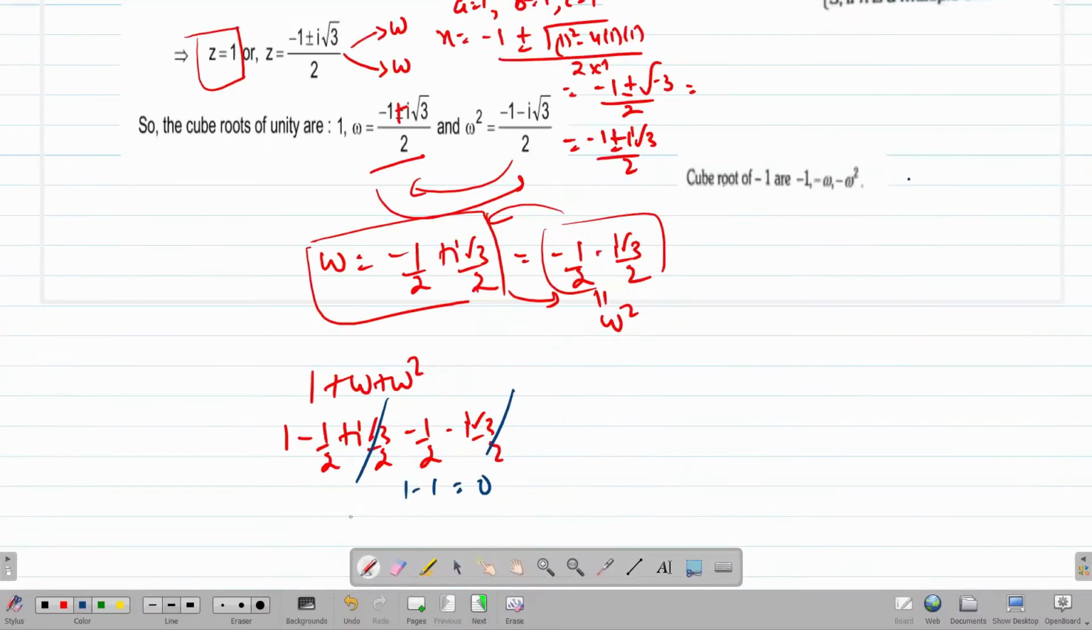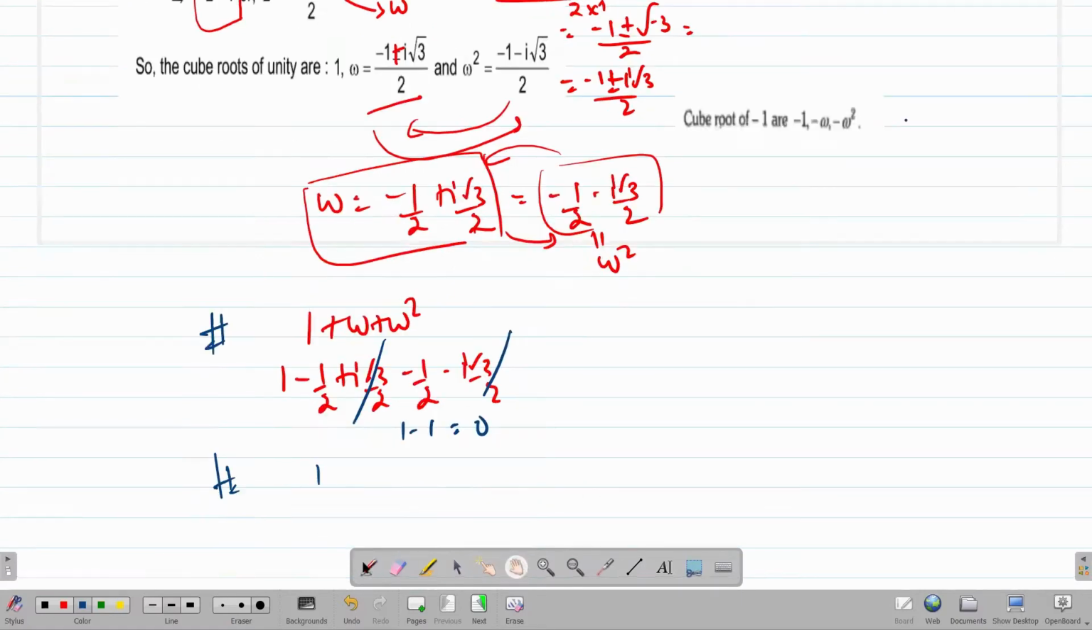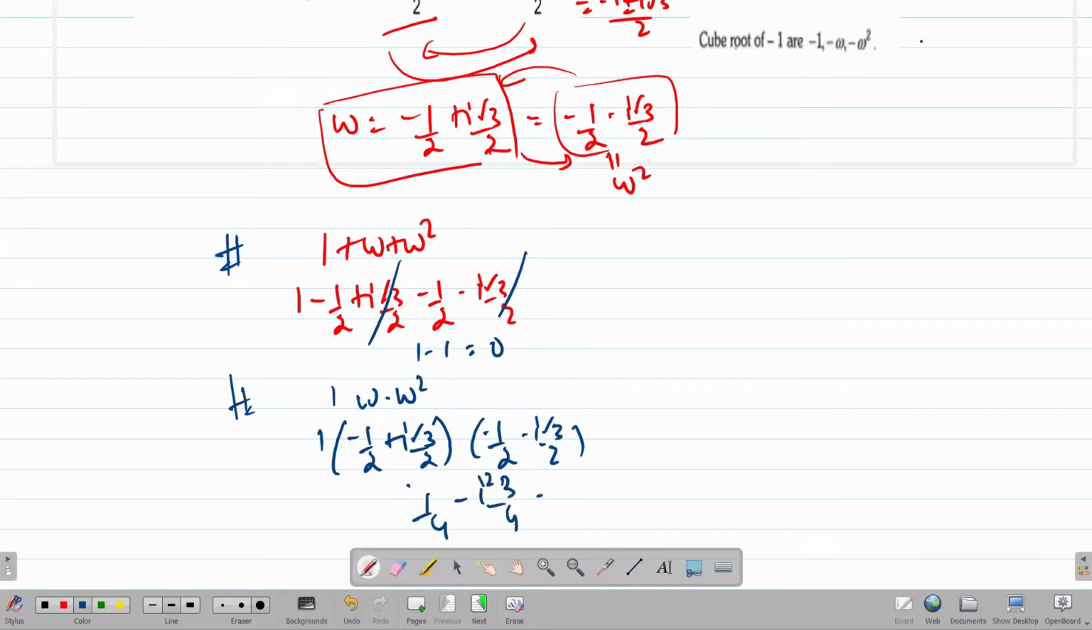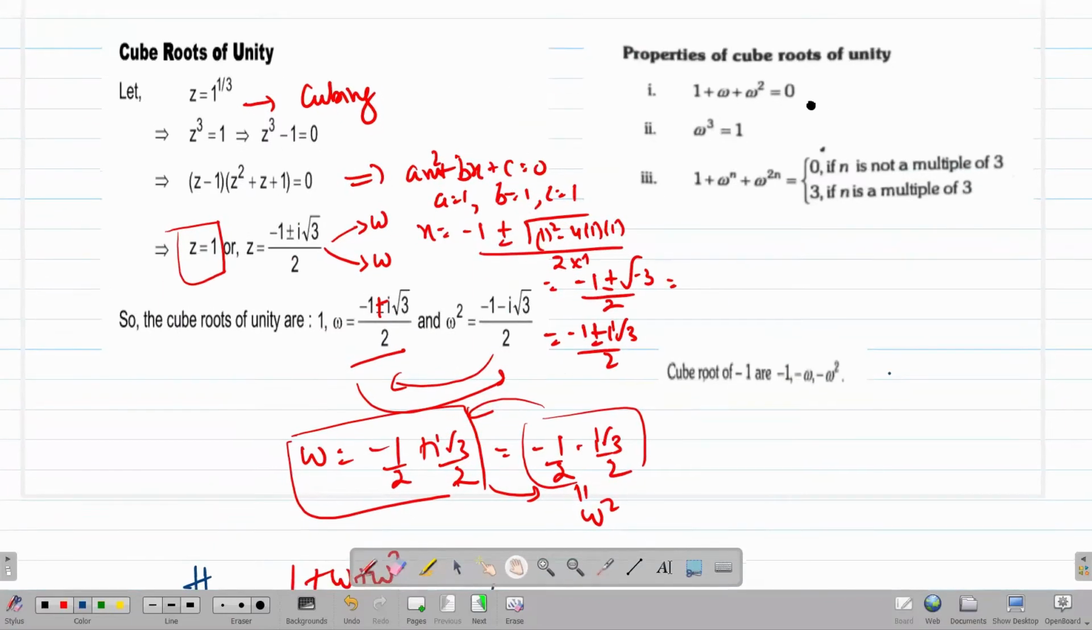Similarly, if we have to find the product, then product is here. That is 1 into omega into omega square, 1 into minus 1 by 2 plus iota root 3 by 2 into minus 1 by 2 minus iota root 3 by 2. If I use identity a minus b into a plus b is equal to a square minus b square, and hence I get 1. So the product is 1 and the sum is 0.